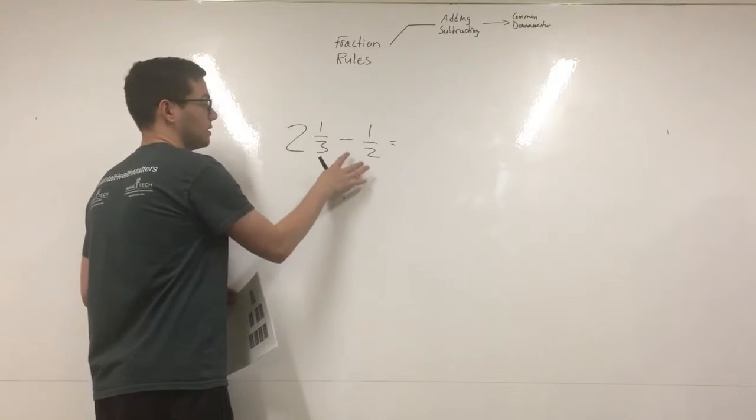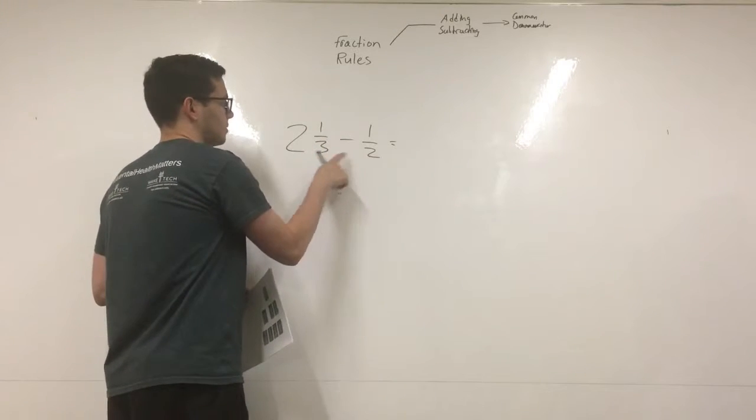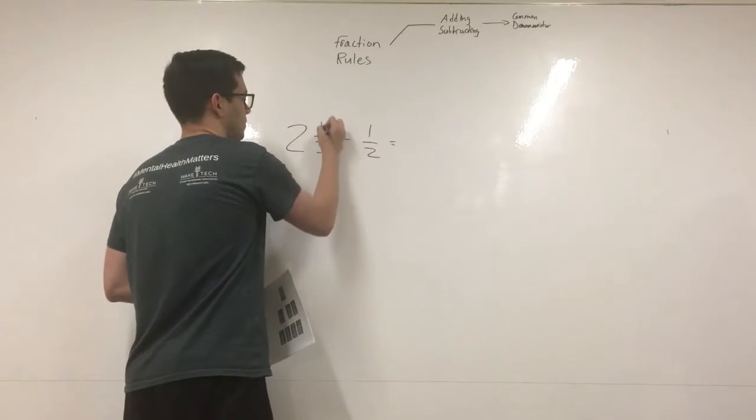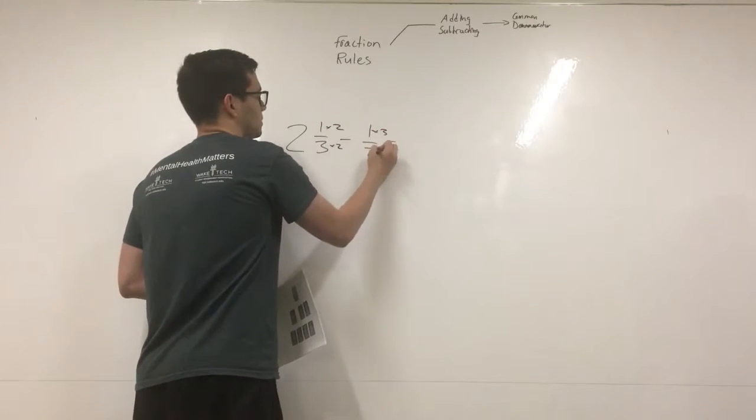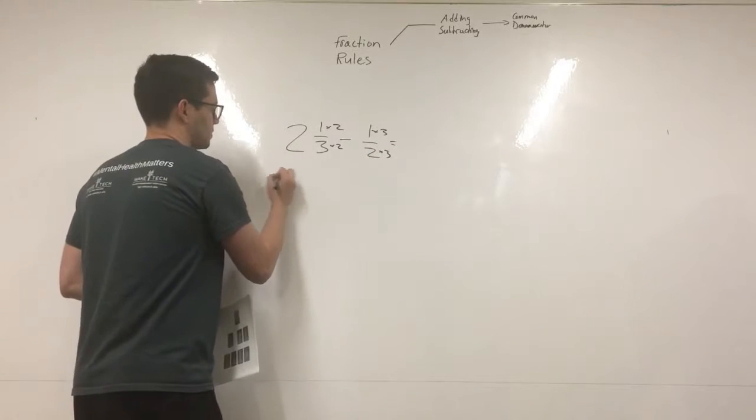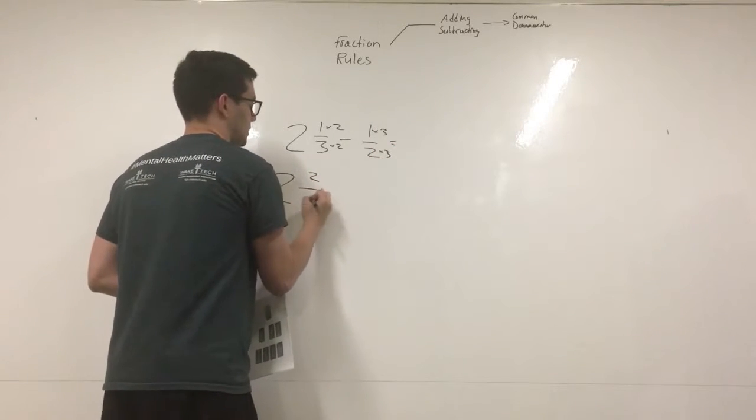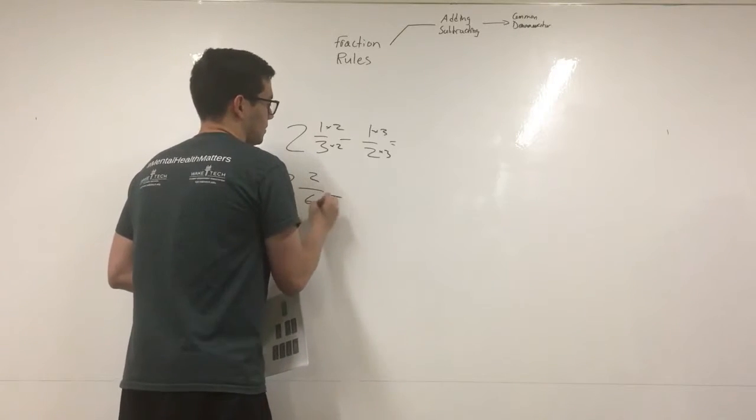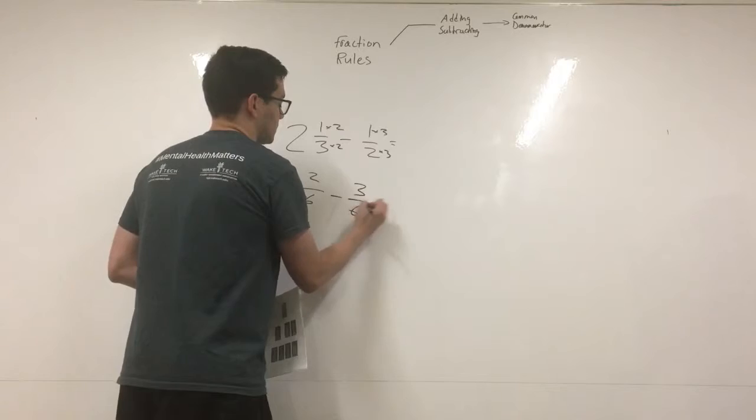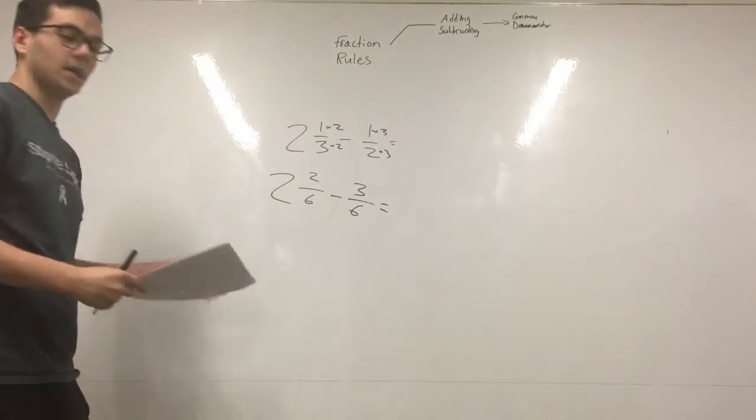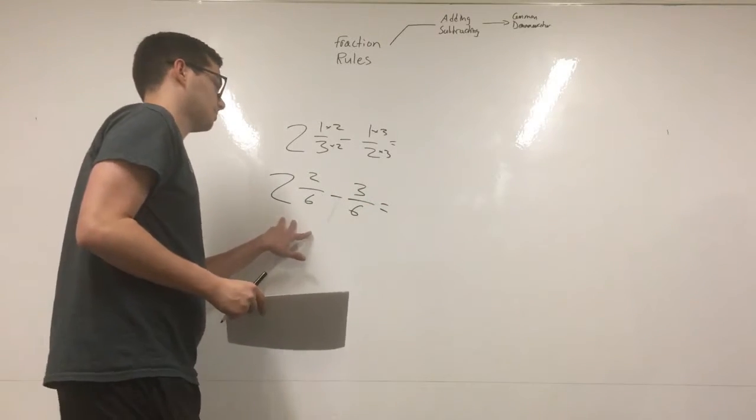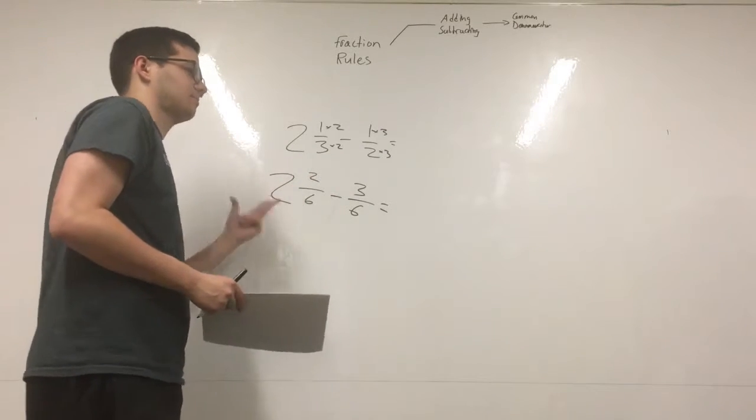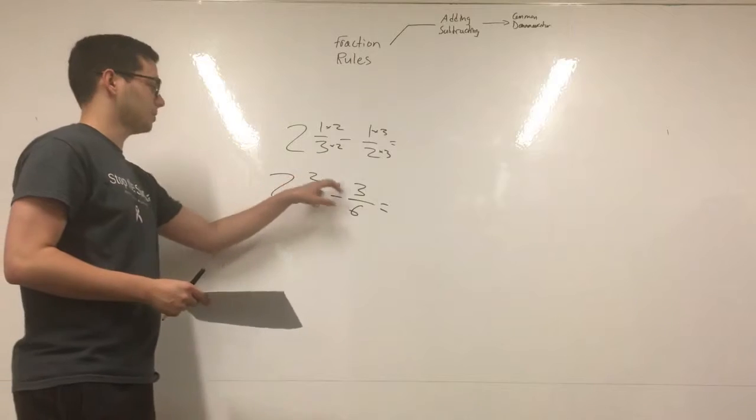So in this case, I'm going to multiply this by 2 and this by 3. 2 times 2, 3 times 3. Okay, so that's 4 over 6, and 3 over 6. Okay, so I got my common denominators. The only problem is I can't do 2 minus 3. I'll get a negative fraction. So yeah, I can't really do 2 minus 3 here.